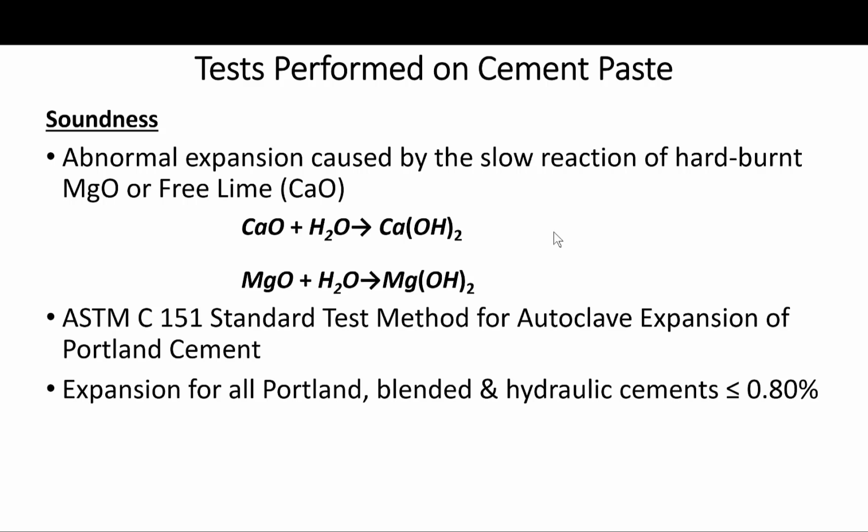Then the autoclave is cooled, so the pressure is relieved in about 1.5 hours. The specimen is then cooled in water to 23 degrees Celsius in about 15 minutes. Its length is again measured after a further 15 minutes, and the expansion measured. The expansion must be less than 0.80% for the cement to be acceptable. So again, this is the value to look for.